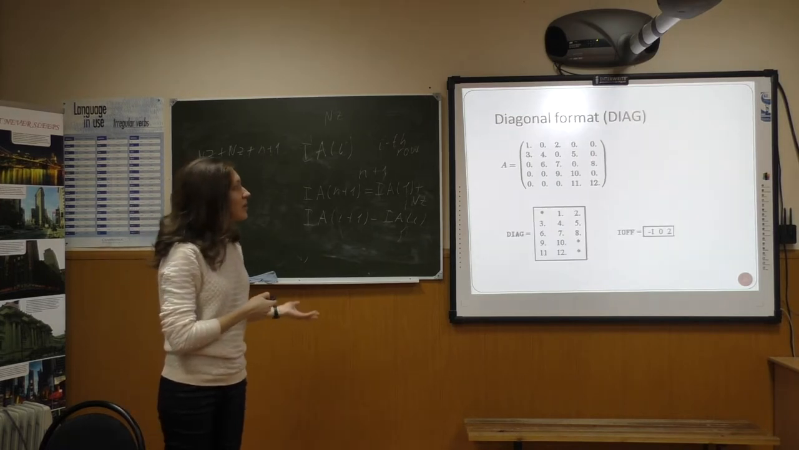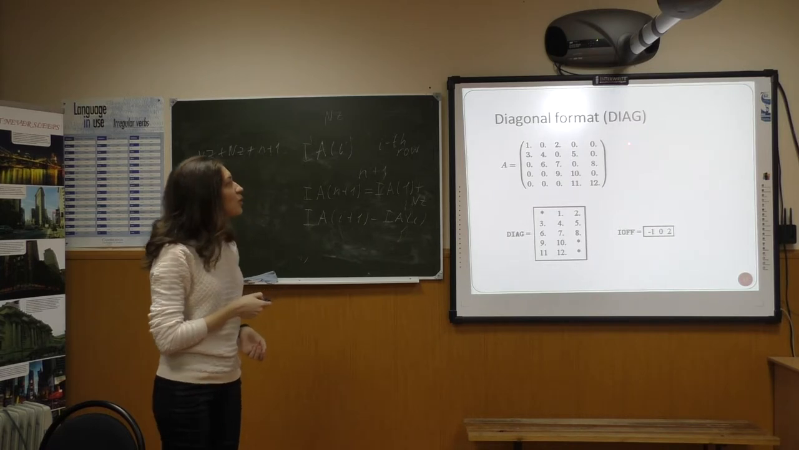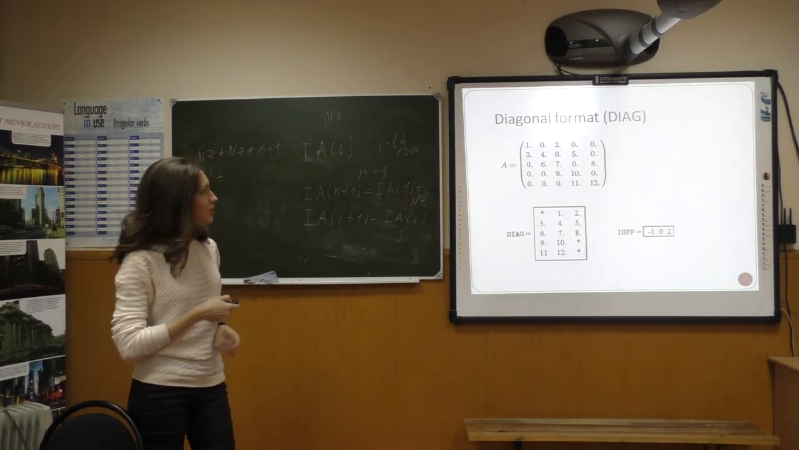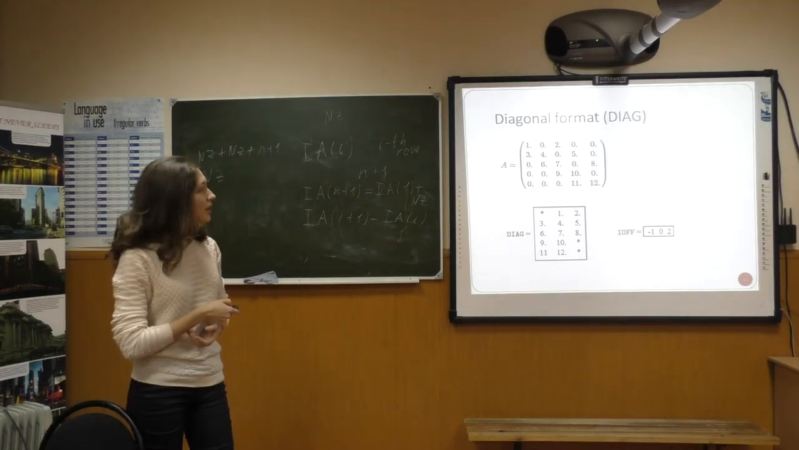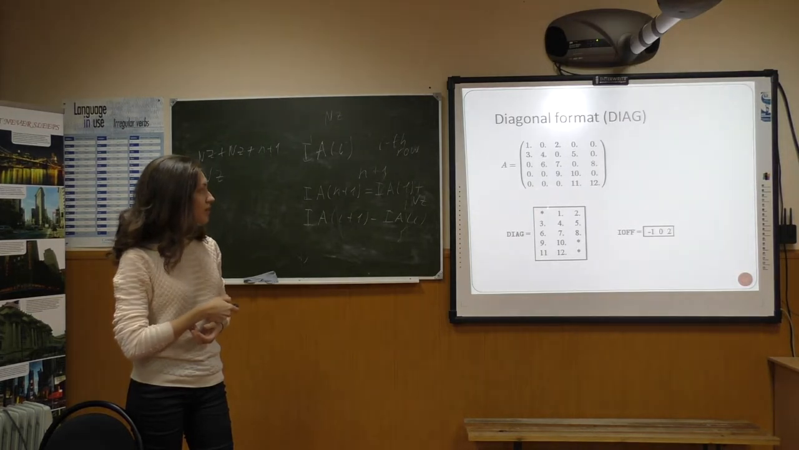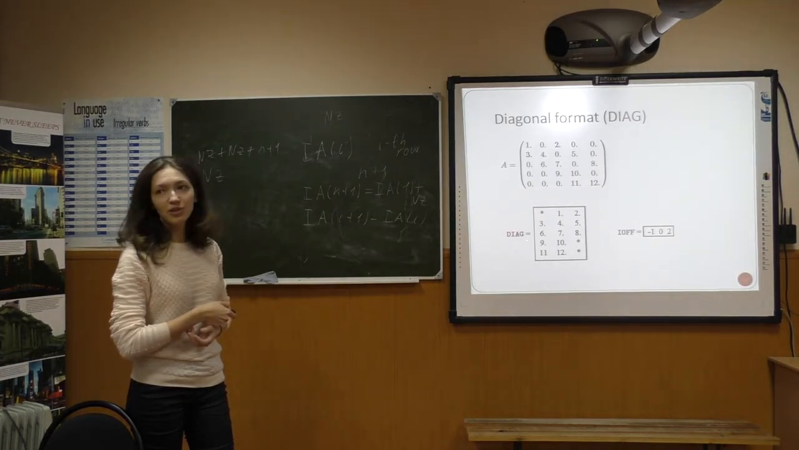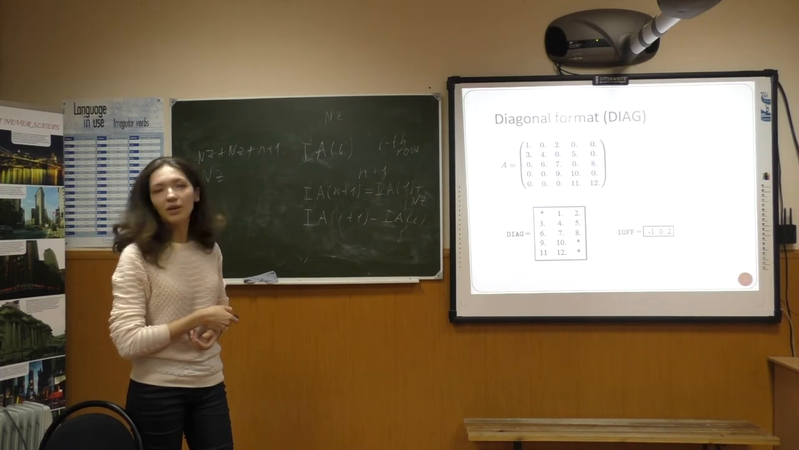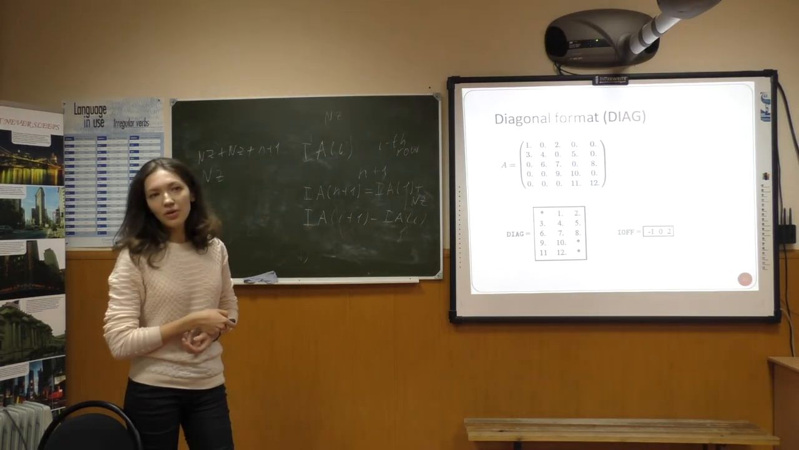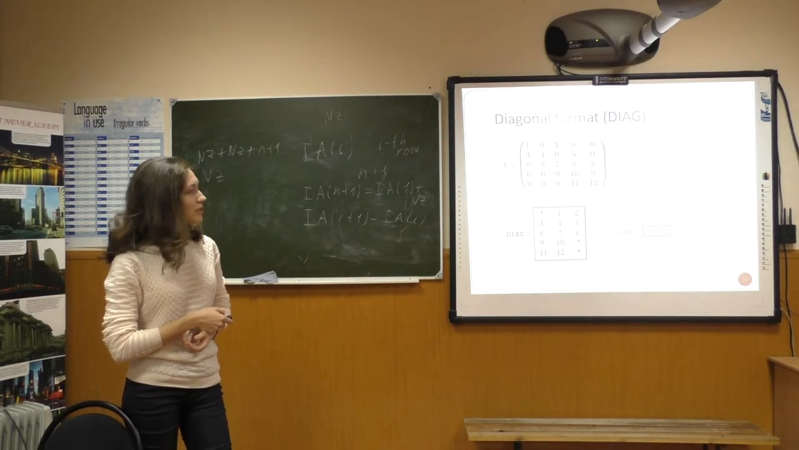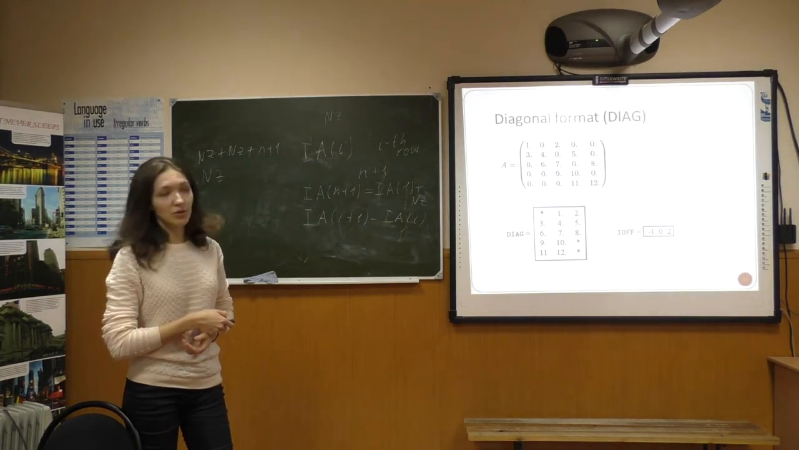Okay, another format is the diagonal format. It is used for matrices which have a diagonal structure. For example, this matrix has 3 diagonals: the main diagonal, 1 diagonal below the main diagonal, and 1 above the main diagonal. In this case, we can store these diagonals in a two-dimensional array, in any order actually, and another one-dimensional array will store the offset of each diagonal with respect to the main diagonal. So the main diagonal has an offset equal to 0.